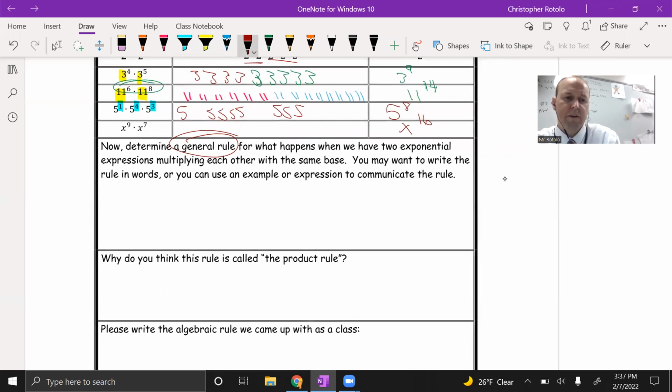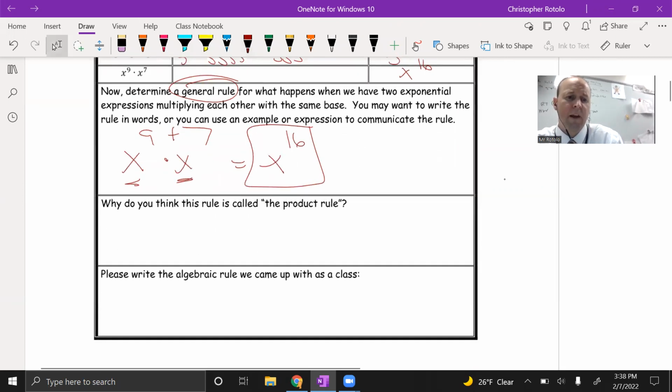So that's what we're really after. I have x to the 9th times x to the 7th. I have the same base. That means I should just add my exponents. X to the 16th, we just had that one. All right, so why do you think this is called the product rule? We're adding, so why is it the product rule? Remember, we're multiplying the bases, which causes us to do the addition. So it's somewhere along those lines.